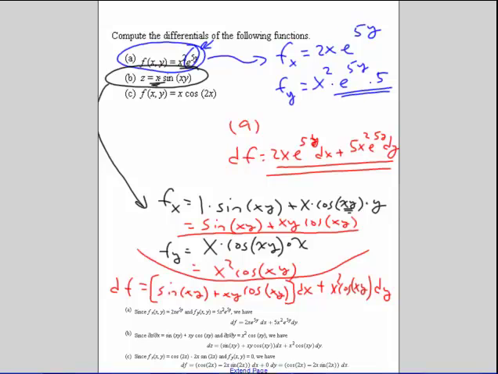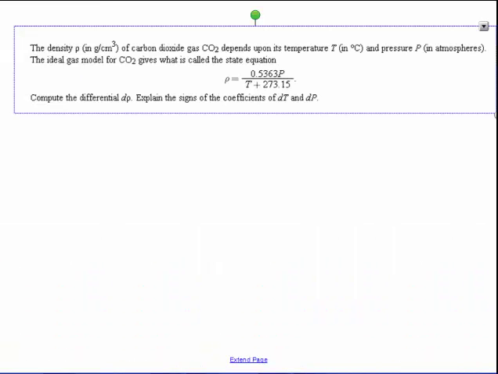Now, how about the third one? Well, I'll leave that up to you, but we're not going to do that one here. And that is the, oh no, we're not quite done yet.